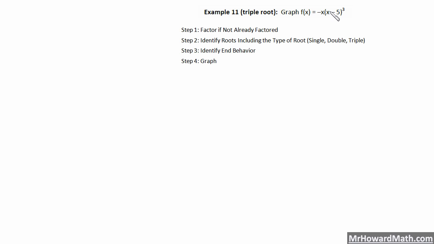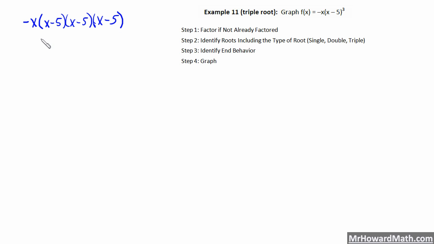I'm going to go ahead and expand the x minus 5 quantity cubed out. I'm going to break that into 3 separate factors here. Technically this is factored, but I'm going to rewrite it as negative x, and x minus 5 quantity cubed actually means x minus 5 times x minus 5 times x minus 5.